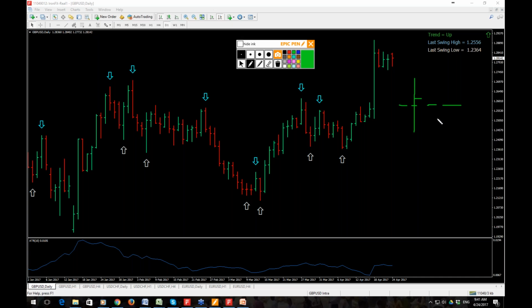When it closes above the 0.5 level, there is a 70% chance the next day it's going to take out the high of the previous day's bar. There's a 71% chance it's going to take out the previous day's bar's high. All right? So that's some stats for you.